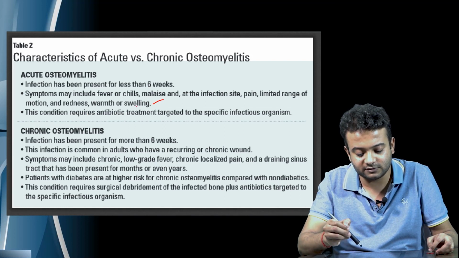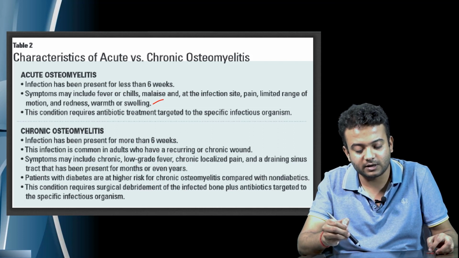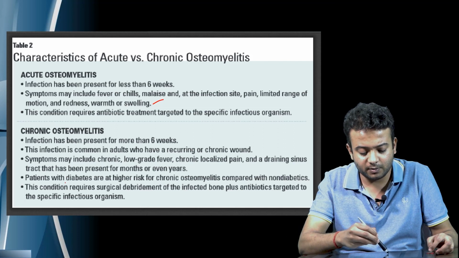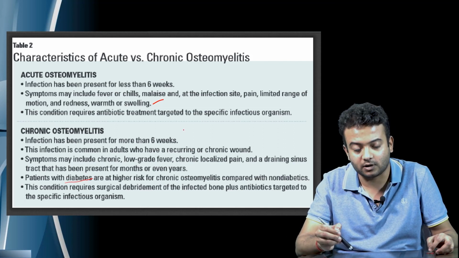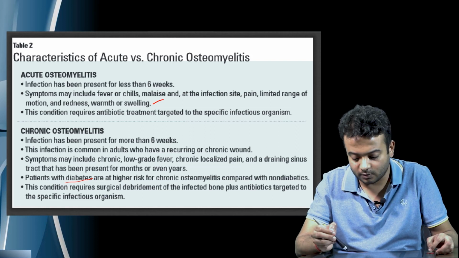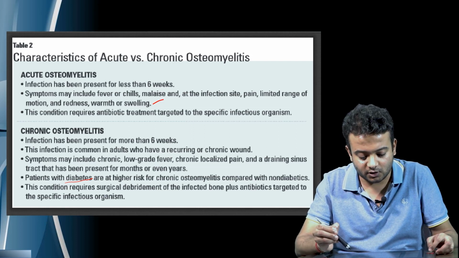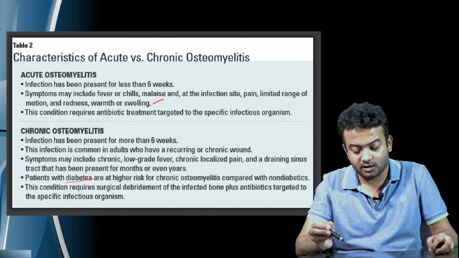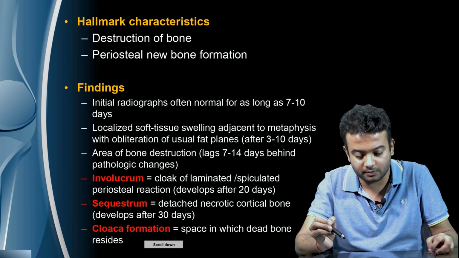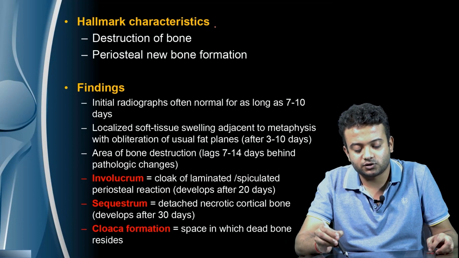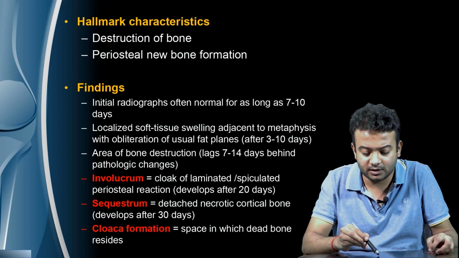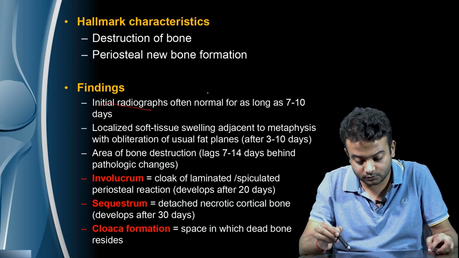In chronic osteomyelitis, if it persists for more than 6 weeks, it's usually common in adults who have a recurring or chronic wound, and it can include other constitutional symptoms like low-grade fever and pain, and a draining sinus can also be present. People who are immunocompromised or diabetic are at higher risk for chronic osteomyelitis as compared to other normal or non-diabetic patients. This condition requires surgical debridement of the infected bone plus all the necrotic bone, and appropriate targeted antibiotic therapy. The hallmark characteristic of osteomyelitis is destruction of the bone with periosteal new bone formation, and the findings in the radiograph have to be very clearly known.